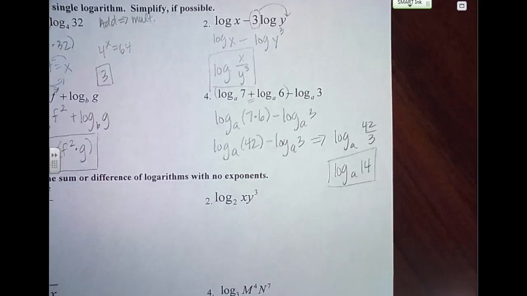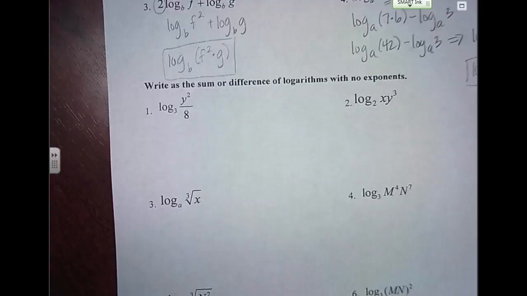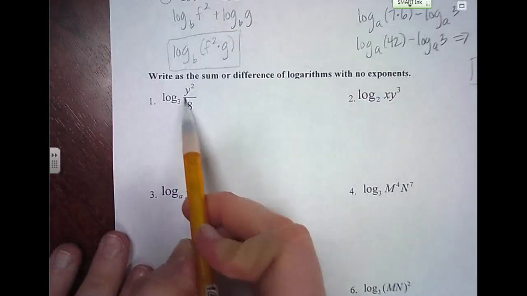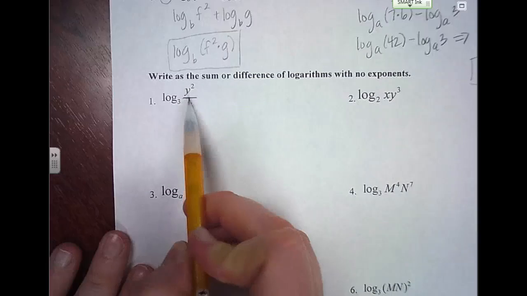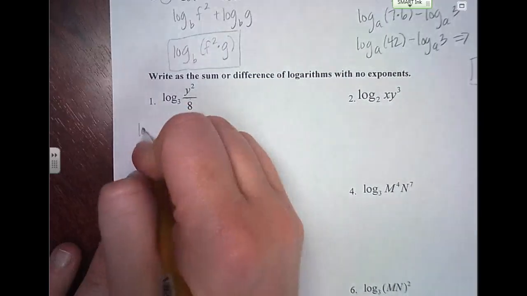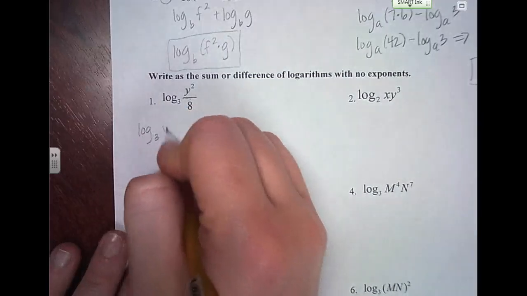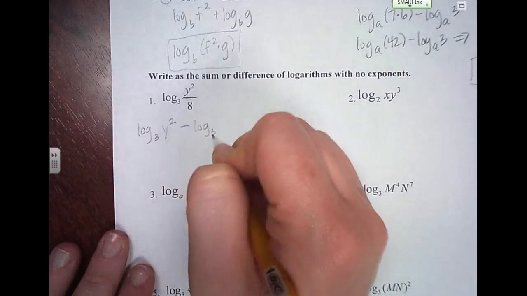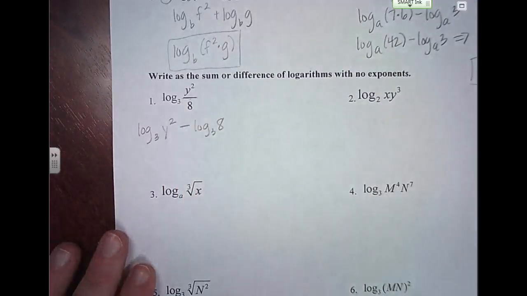Okay, so now we're going to take the condensed form and we're going to expand it. So we're going to write it out or stretch it out using our addition and subtraction. So first thing you look at is, okay, I see this is division. So to separate division, I use subtraction. So I'm going to write this out. Log base 3, there's the numerator, minus log base 3, there's the denominator.